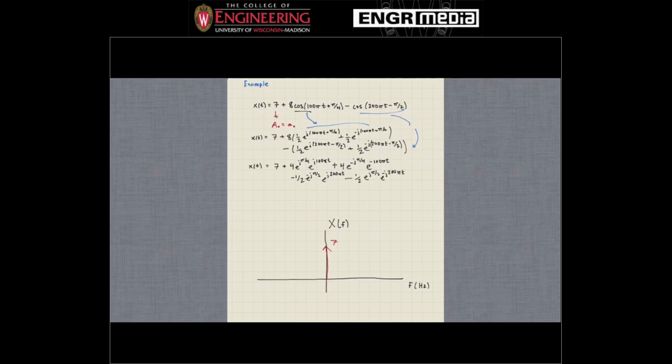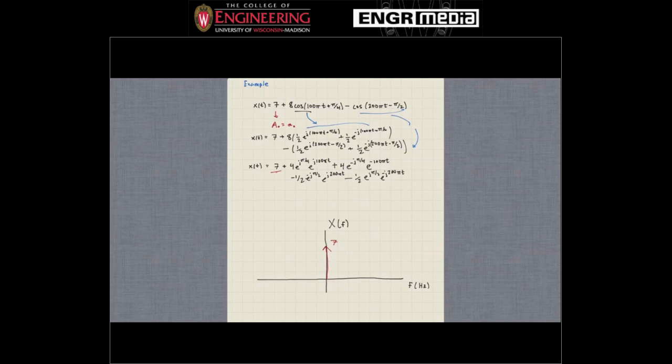So we've expanded this out in terms of complex exponentials. And now each frequency term is multiplied by a complex number. We already plotted this 7, that was the first thing we did. But we can now come down and plot the rest of the terms.